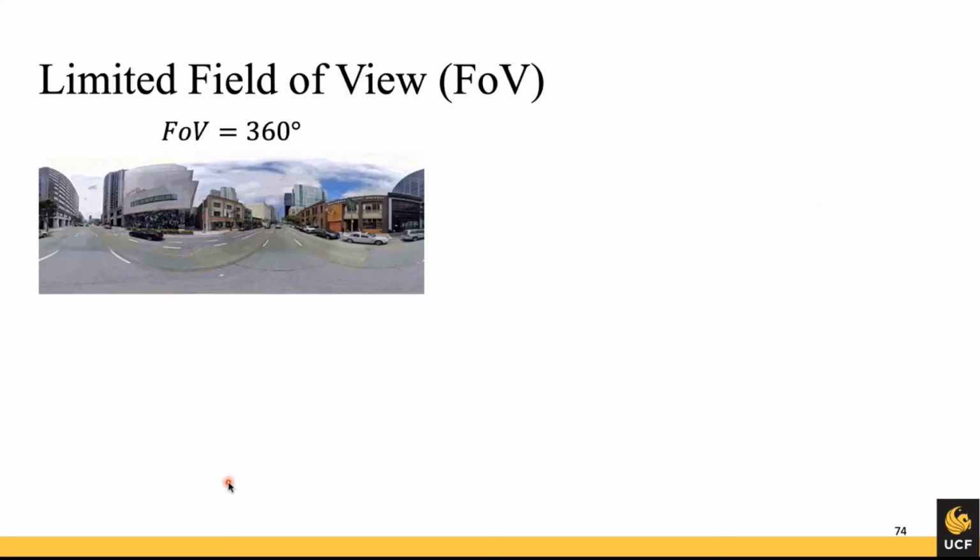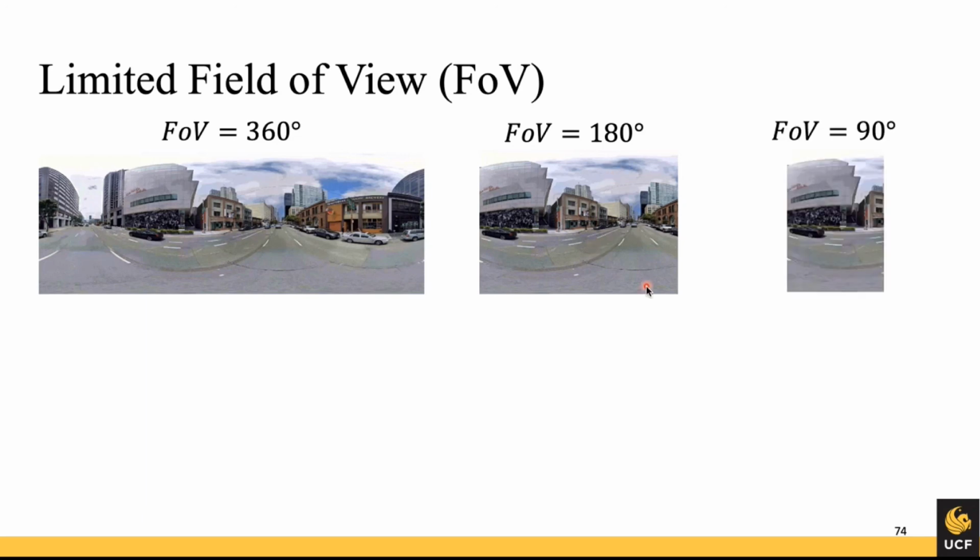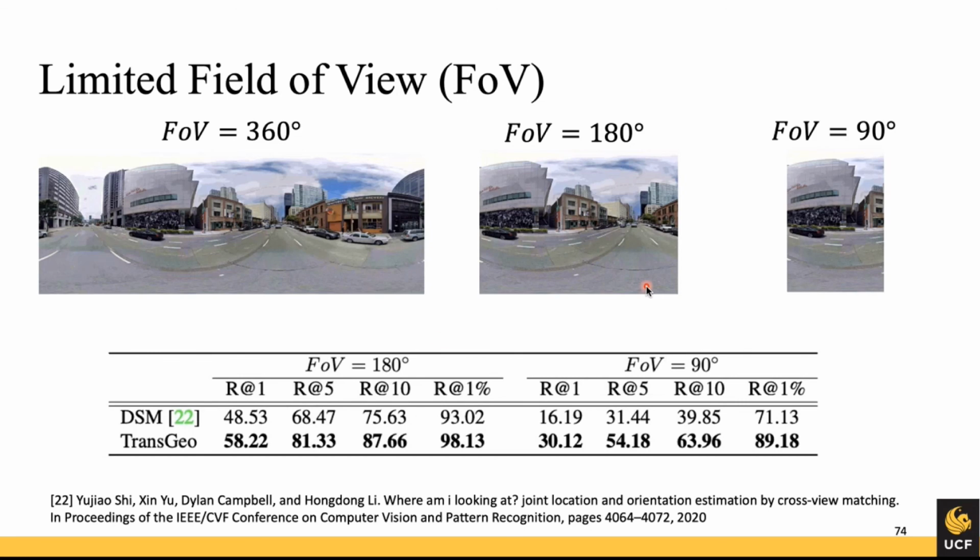Another experiment we did is under the limited field of view. For VIGOR, we collect the panorama, which is a 360-degree view, so a full coverage of the scene. But for some cases, you may have some images collected from Flickr or Instagram that only cover a partial view of the scene, 180-degree or maybe only 90-degree. With this kind of limited field of view evaluation, again, our method is able to outperform the previous method.